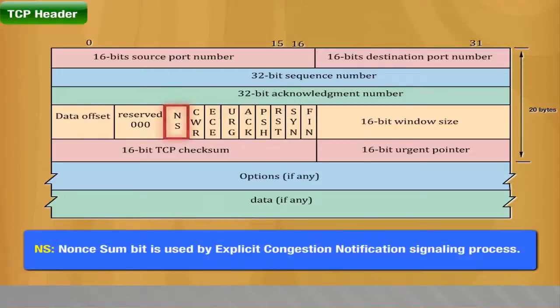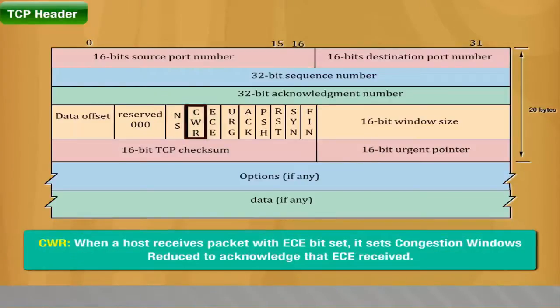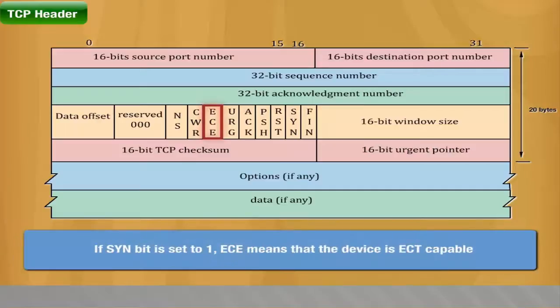NS, nonce sum, is used by the explicit congestion notification signaling process. CWR: when a host receives a packet with the ECE bit set, it sets congestion window reduced to acknowledge that ECE was received. ECE has two meanings. If the SYN bit is clear to 0, then ECE means that the packet has its CE, that is congestion experience, bit set.